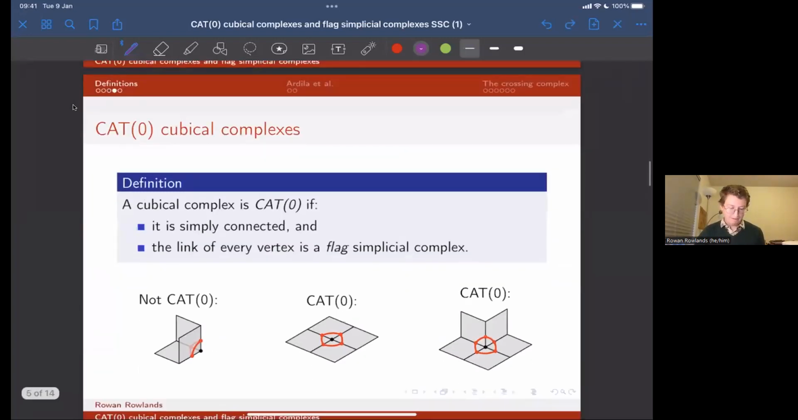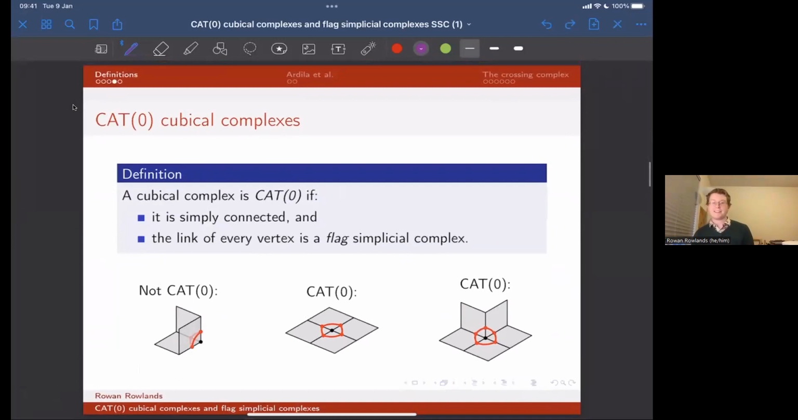Okay, next up we have CAT0 cubical complexes. This is slightly harder to define, but let's give it a go. So we say a cubical complex is CAT0 if, first of all, it needs to be simply connected. That's a topological condition that basically says it doesn't have any holes, or it doesn't have any one-dimensional holes in some sense. And then the second condition says that the link of every vertex is a flag simplicial complex.